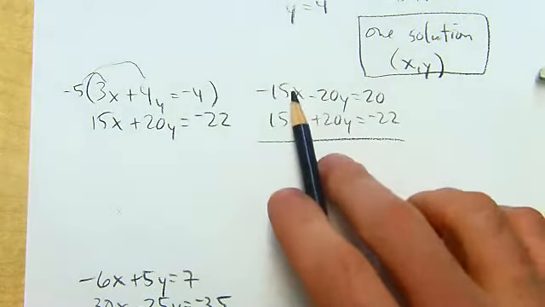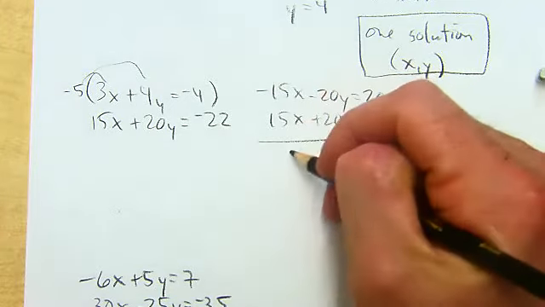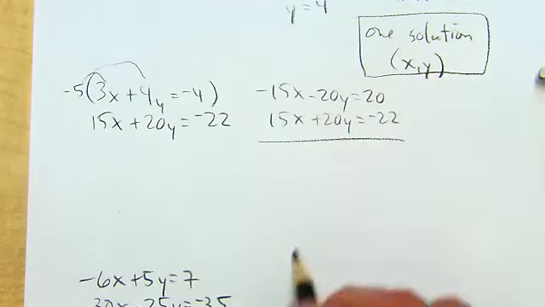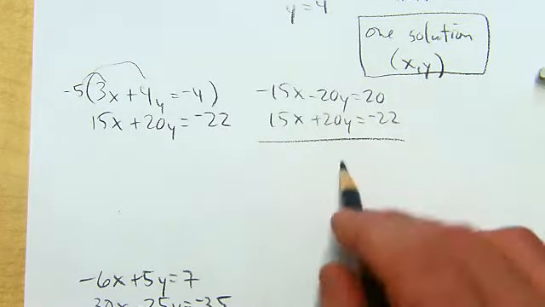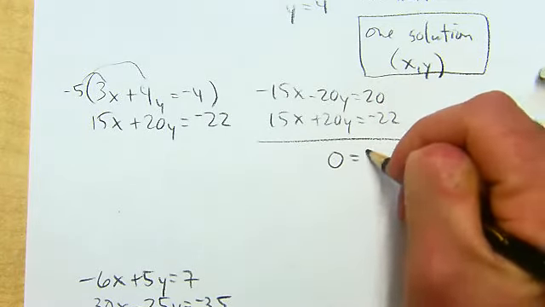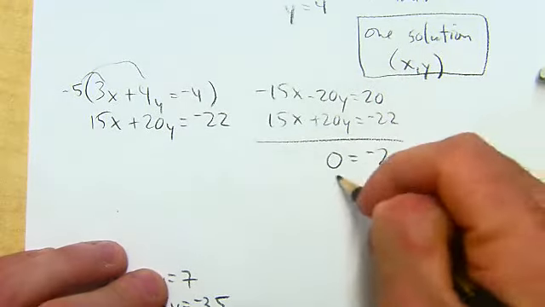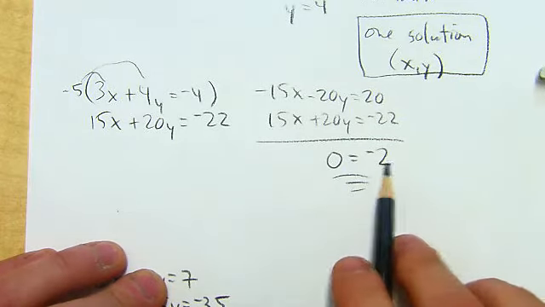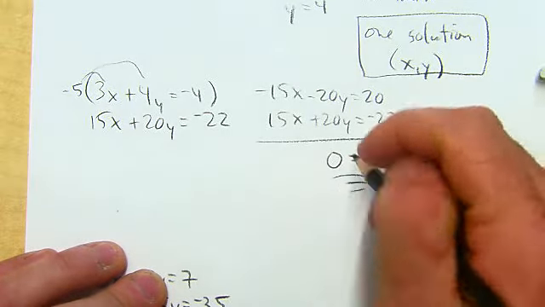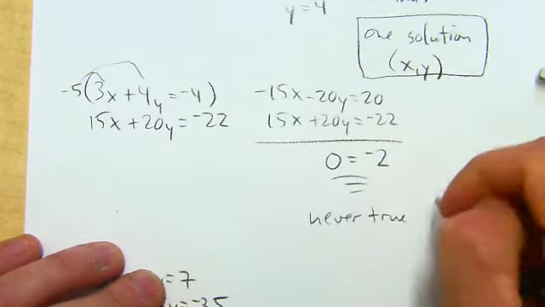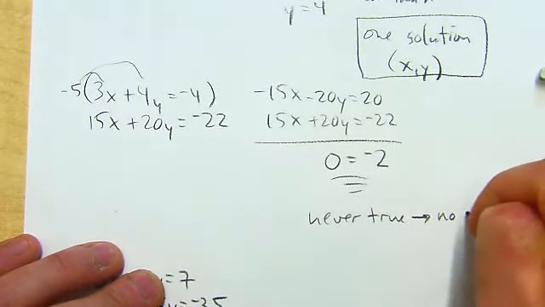Okay, look what happens here. 0x, 0y, right? Negative 20y plus 20y, just 0. So all together, all we have over here is 0. And then 20 minus 22 is negative 2. This is never true, okay? When is 0 ever equal negative 2? It's never true. So if you get 2 numbers that are not equal, this is never true. So there's no solutions.